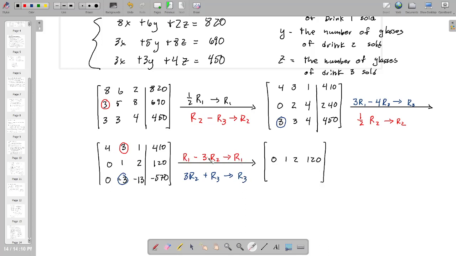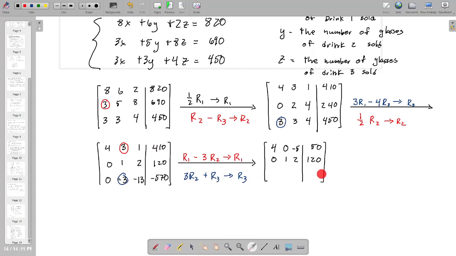And I'm changing row 1 and row 3. We do row 1 minus 3 times row 2, so 4 minus 3 times 0, or 4 minus 0, is 4. 3 minus 3 times 1. 3 times 1 is 3. 3 minus 3 is 0. 1 minus 3 times 2. 3 times 2 is 6. 1 minus 6 is negative 5. And 410 minus 3 times 120. 3 times 120 is 360. So 410 minus 360 is 50.